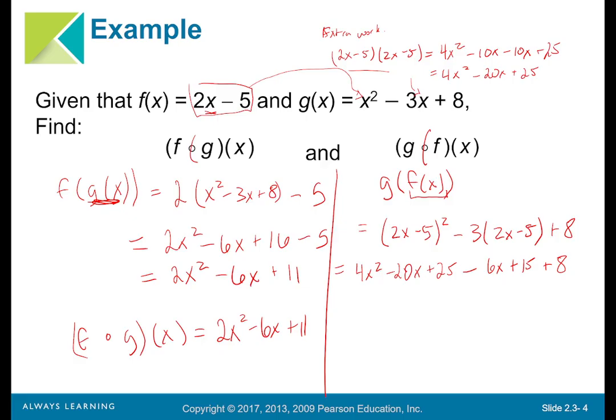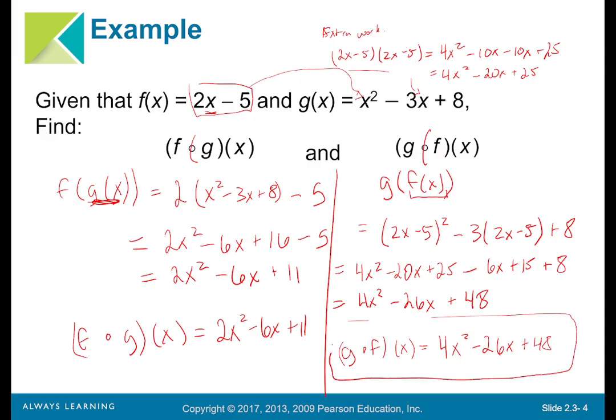Now we just need to combine like terms. So I have a 4x squared, and I have a minus 20x and a minus 6x. So that's minus 26x. Now I have a plus 25, plus 15, plus 8. So that is plus 48. 25 and 15 makes 40, plus 8 is 48. So g composed f of x equals 4x squared minus 26x plus 48.